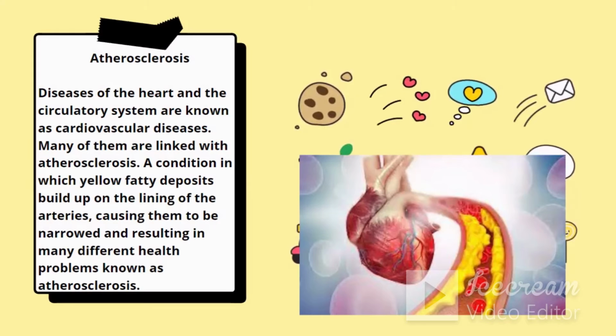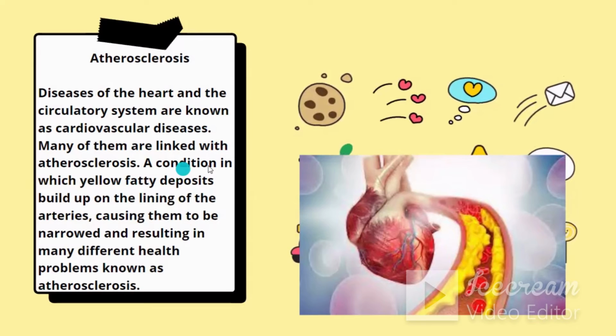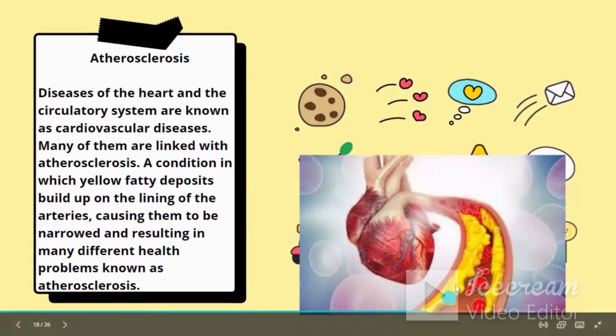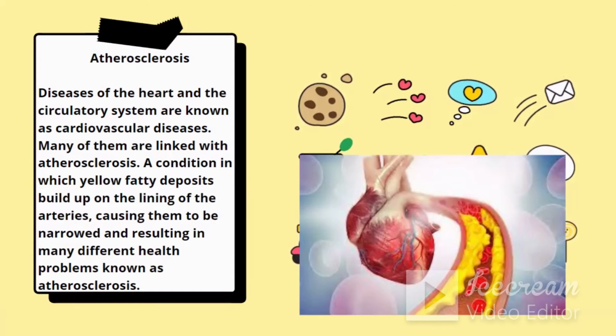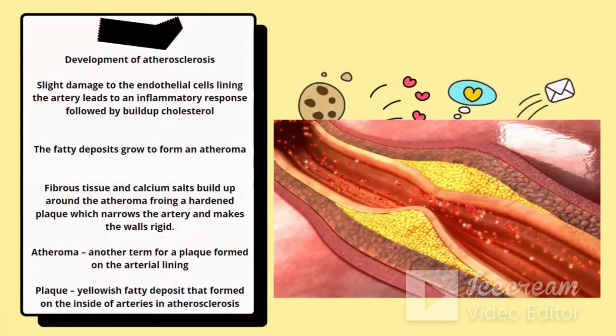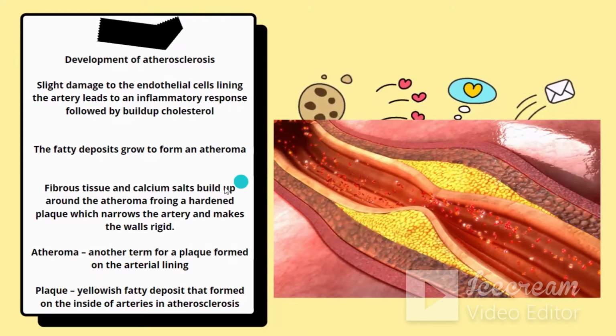Then we'll discuss heart diseases, also known as cardiovascular diseases. The underlying condition for most cardiovascular disease is considered to be atherosclerosis. Yellow fatty deposits build up on the lining of the arteries, causing atherosclerosis. The damaged epithelial cells increase the inflammatory response and also allow more cholesterol to deposit. When this fat layer grows, we call it an atheroma.